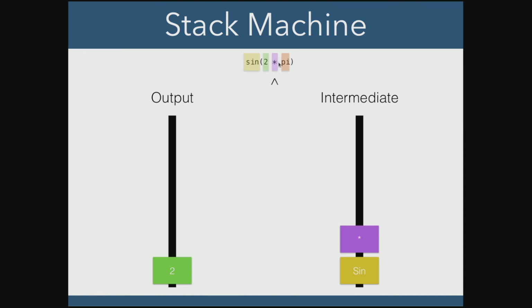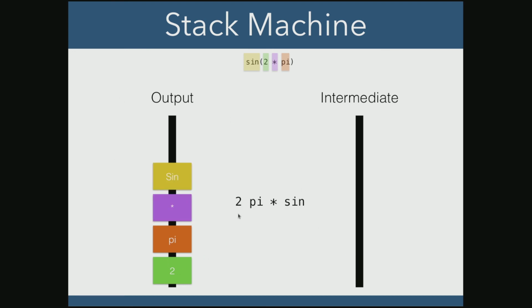Star, multiply here, again, function, goes on this intermediate stack. Pi, it's a named constant, but it doesn't matter, you don't need any values, so it goes straight onto this output stack. And then you encounter this final closing bracket, and that's a trigger to just take all of these things here off the intermediate stack and put them on the output stack. And you can see that what you get is 2 pi star times sine, which is exactly what I said earlier was the reverse Polish notation. And that's basically the end of this.